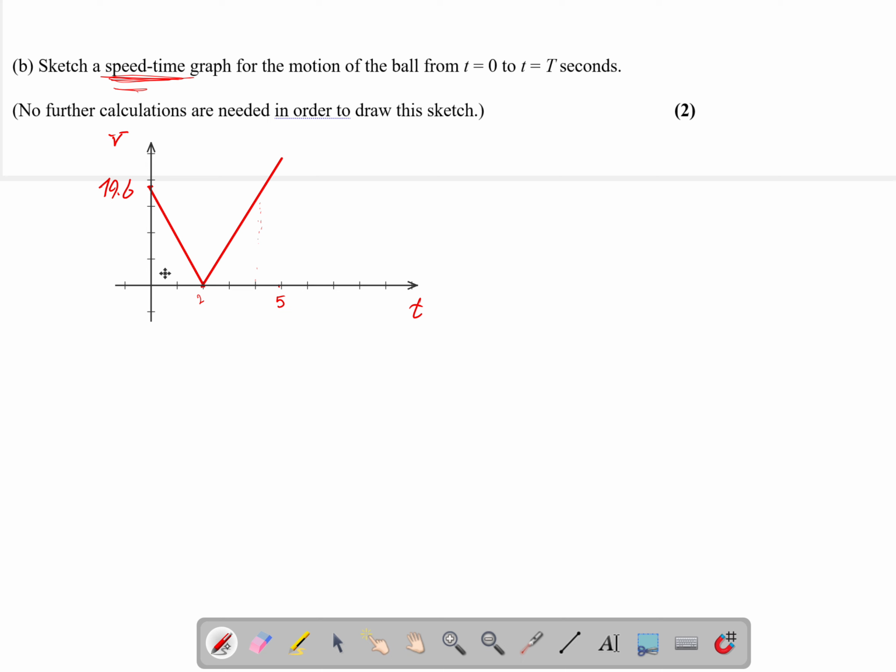Be careful, if it is a velocity time graph, we should continue this graph from this point to this point, because we reach the maximum point and after that the sign of velocity will change. But in this question it says speed time graph. So our speed will be 0 and then it will increase until it hits the ground.